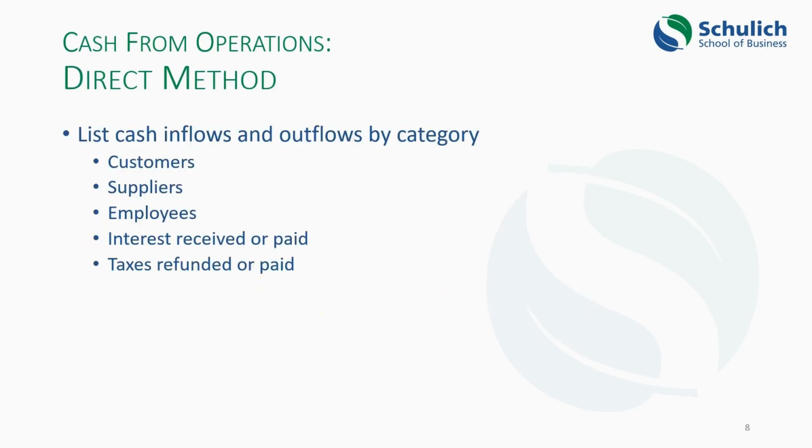The direct method is much easier to understand because it simply lists all the inflows and outflows by various categories. Customers: how much money came in from customers. Suppliers: how much money was paid to the suppliers that year. How much money was paid to the employees in wages and other compensation. Did the company receive interest on its investments, or did it pay interest on its bank loan? And what happened with taxes?